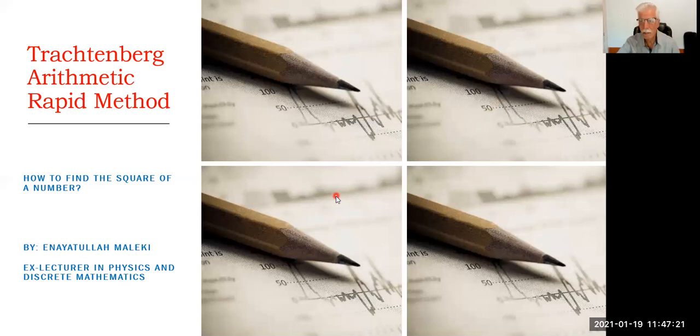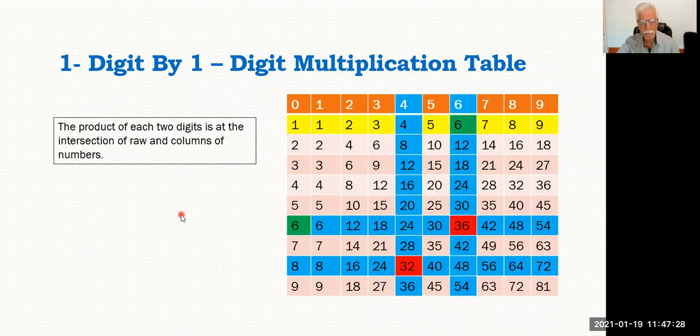So now let's get started. Okay, here I have one digit by one digit multiplication table. Of course, this is not something very new. Maybe so many of you are familiar with this multiplication table. However, if you're not familiar, it's very easy to understand it.